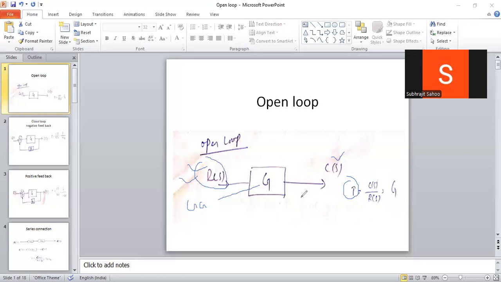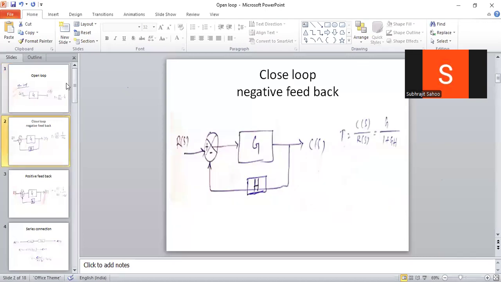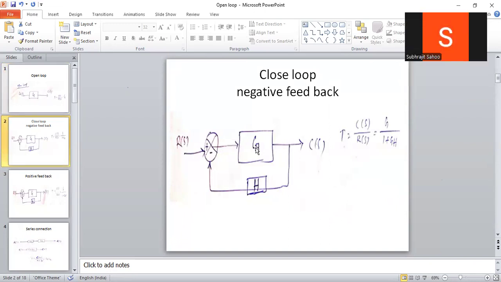Similarly, if I go to the closed loop, observe. This is the closed loop. What happened in the closed loop? From the output, the signal is fed back. This is H, which I told you is called feedback. So this is the closed loop.